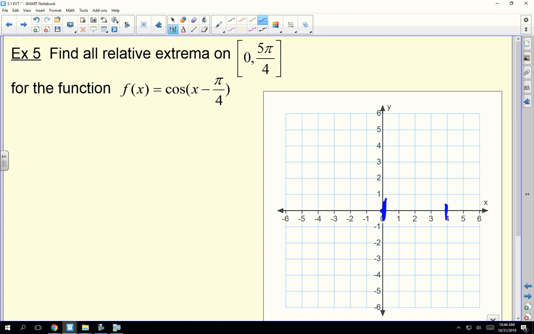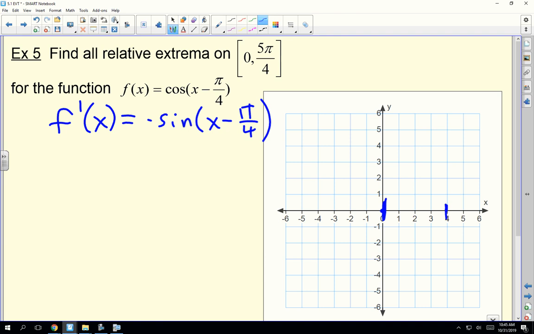So go ahead and find the derivative. Yes, more good review here. What's the derivative of this thing? The inside is x minus pi over 4. What's the derivative of the inside though? 1. So it's negative sine of x minus pi over 4. Good. That's it. Times 1, because the derivative of x is 1, the derivative of pi over 4 is 0, so it's just 1.